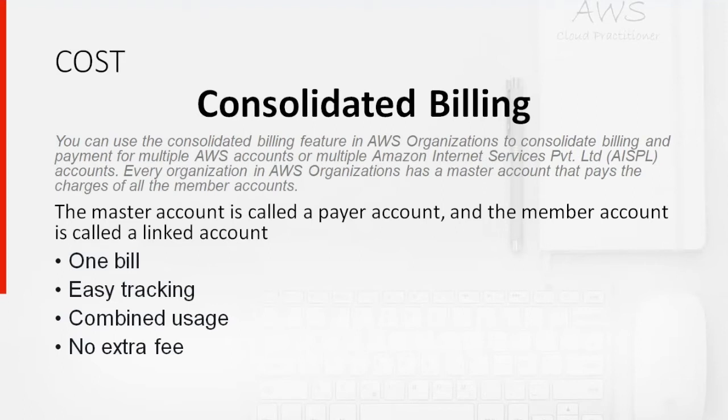Costs. Consolidated billing. You can use the consolidated billing feature in AWS Organizations to consolidate billing and payment for multiple AWS accounts or multiple Amazon Internet Services Pvt. Ltd., AISPL accounts. Every organization in AWS Organizations has a master account that pays the charges of all the member accounts. The master account is called a payer account, and the member account is called a linked account. One bill, easy tracking, combined usage, no extra fee.